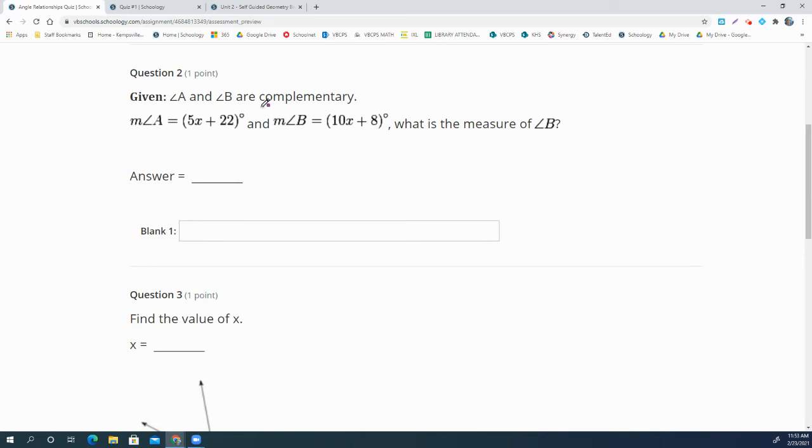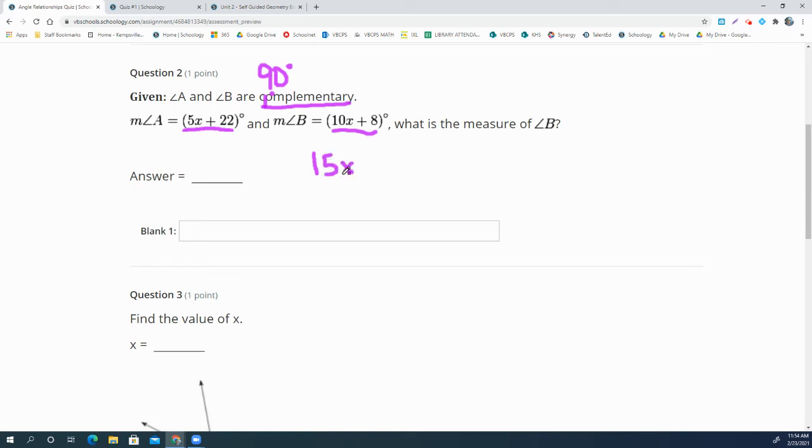What's complementary mean? This is another vocabulary thing. Complementary means they add up to how many degrees? 90, yes. And I think about changing that CO into a 90. Somehow that sticks in my head, right? That CO, you can turn that into a 90 degrees, boom, by just making a line and a dot. So we're going to add these things up. 5x plus 22 and 10x plus 8 equal 90. So if I combine the x's, 5x and 10x make 15x.